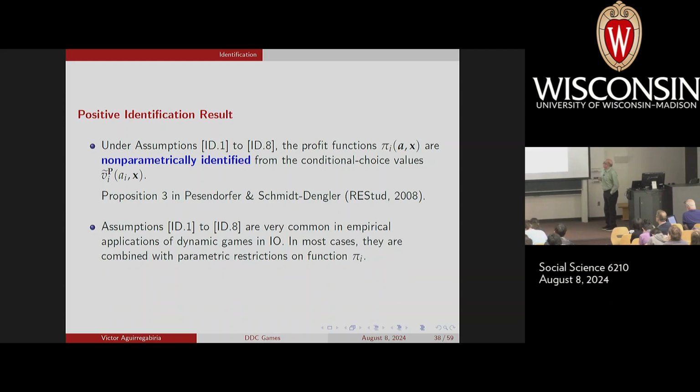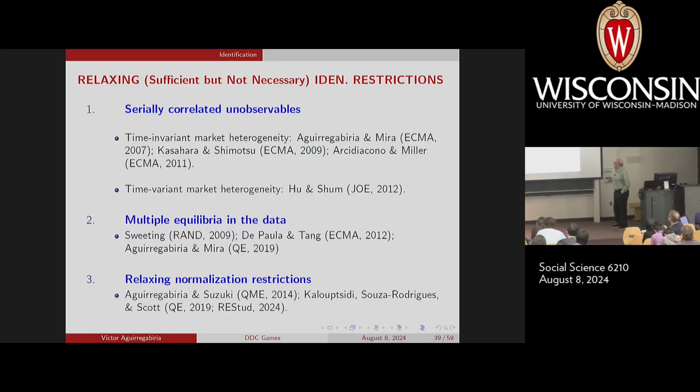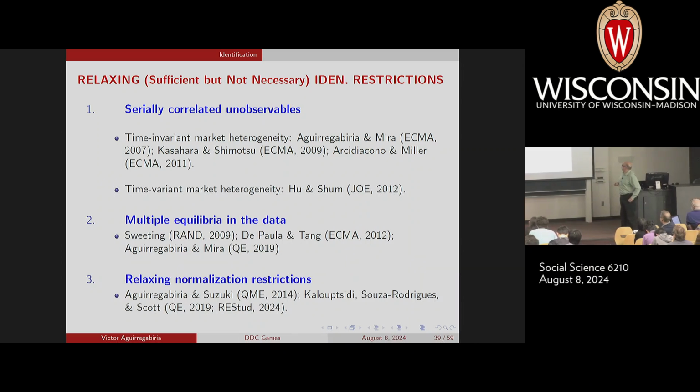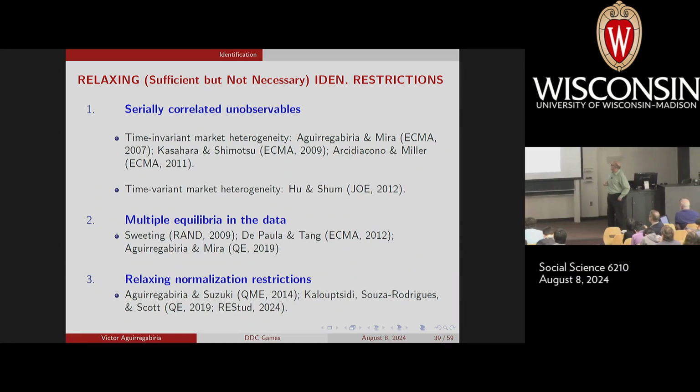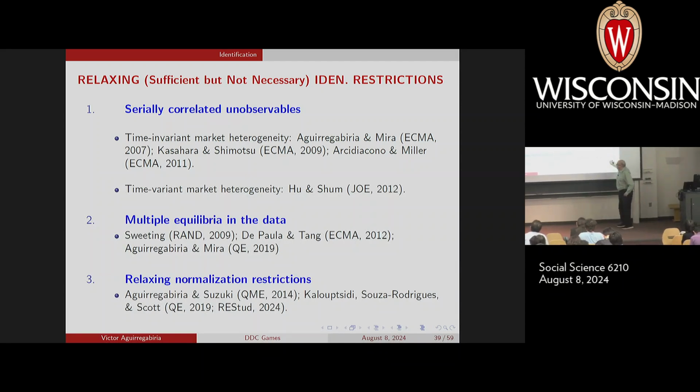Okay, then under all these restrictions, we have non-parametric identification of all the objects in this model. And that was established in a proposition by Pesendorfer and Schmidt-Dengler, okay? Now, we can relax most of these assumptions. We can allow for serial correlation and unobservables. We can allow for multiple equilibria in the data.